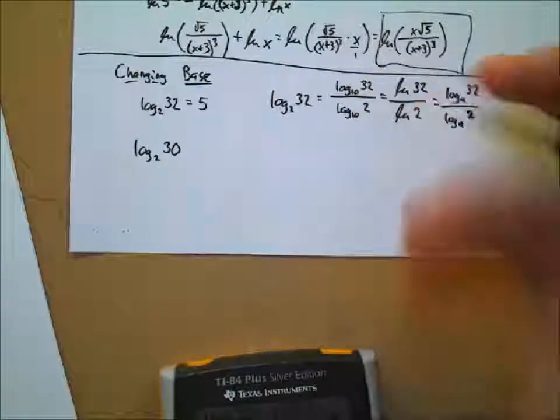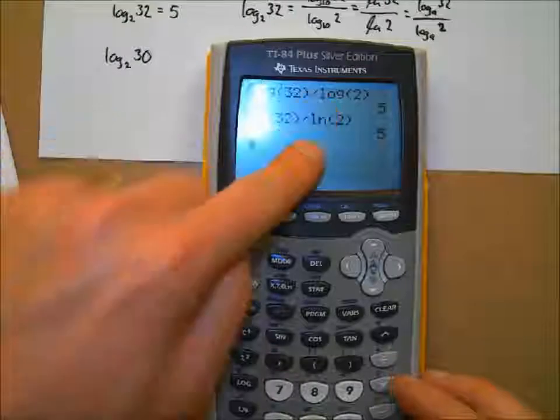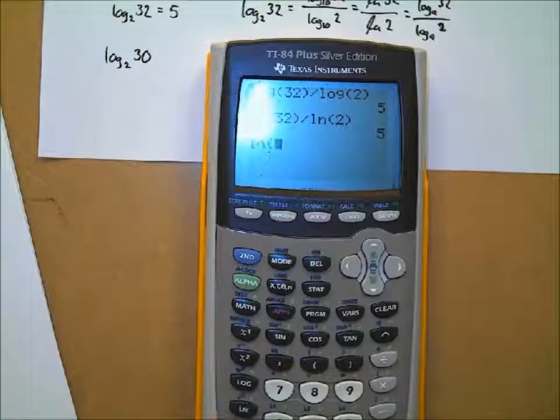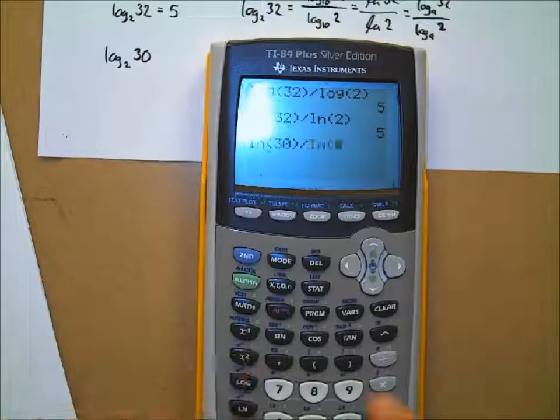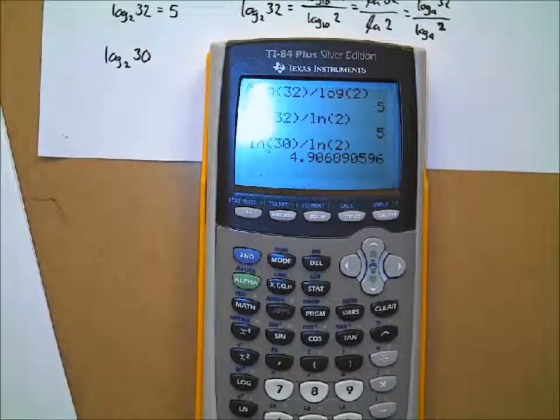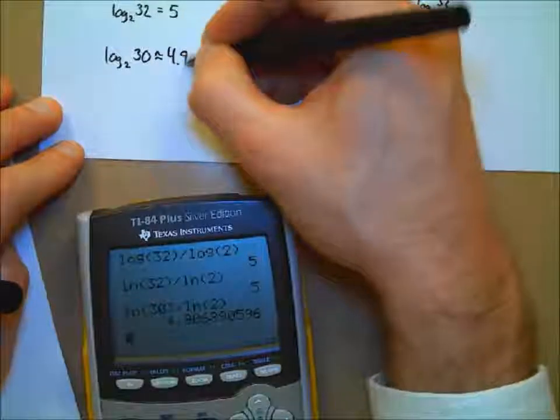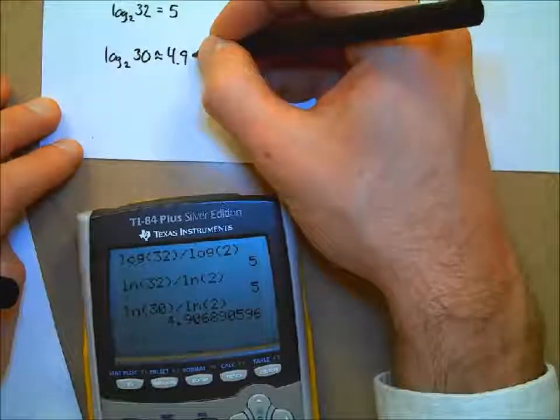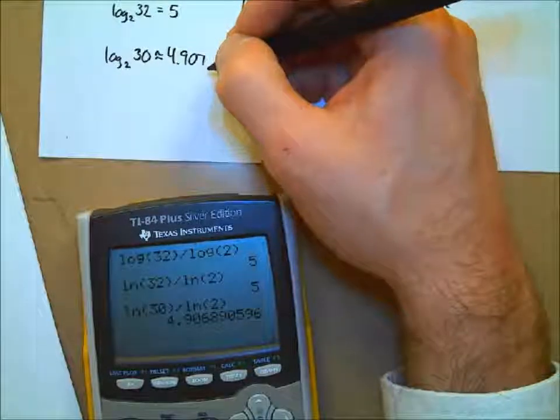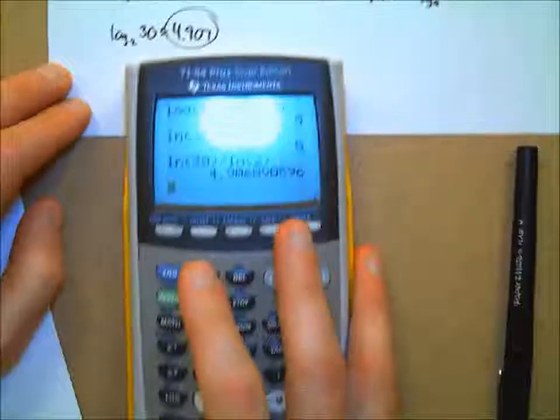So let's just try it here. So again, change of base. You can use either log or natural log. I'll use natural log in this case. Natural log 30 divided by natural log 2, 4.906890596. Okay, so this is about 4.907 there.